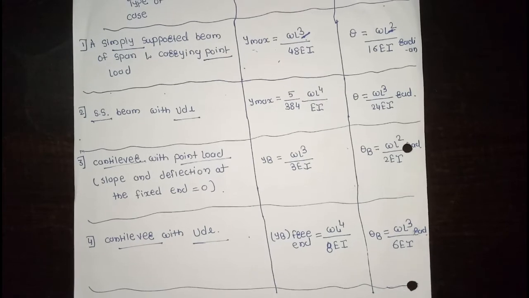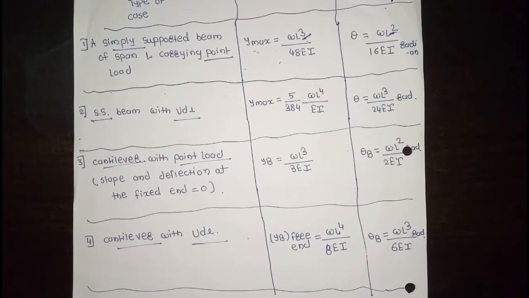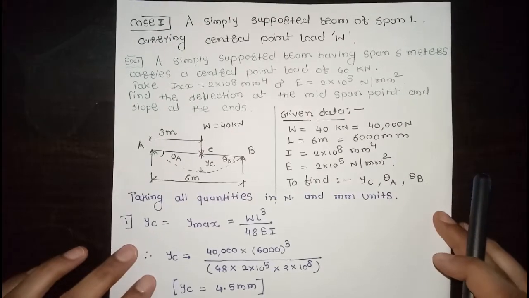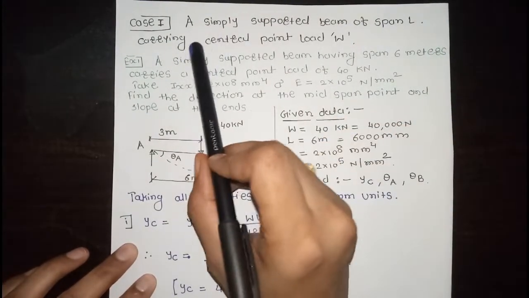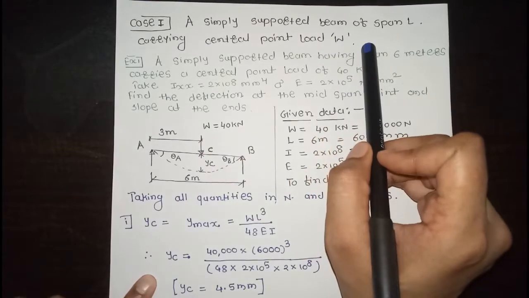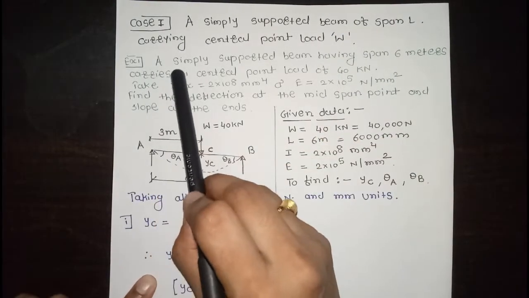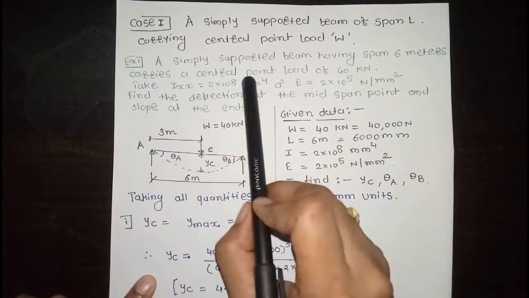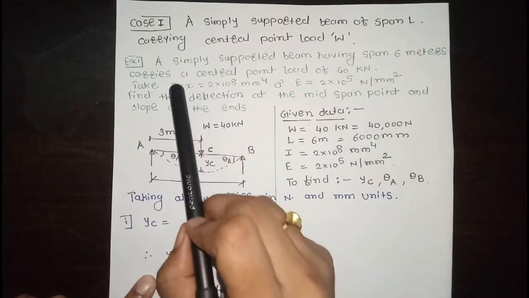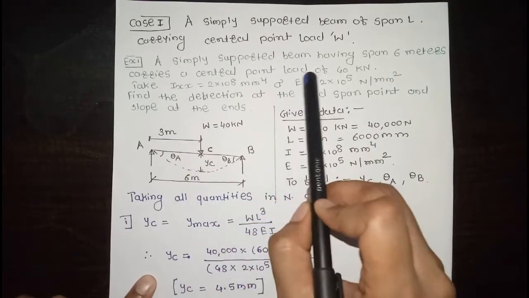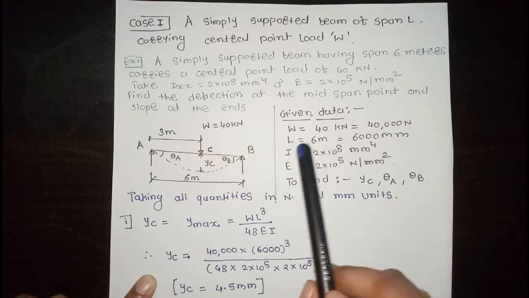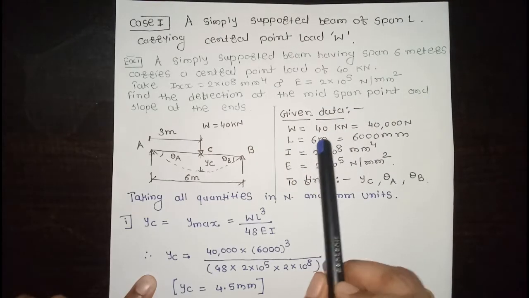with point load. Case first, a simply supported beam of span L carrying central point load W. For example, a simply supported beam having span 6 meters carries a central point load of 40 kilonewton. So L is equal to 6 meter.